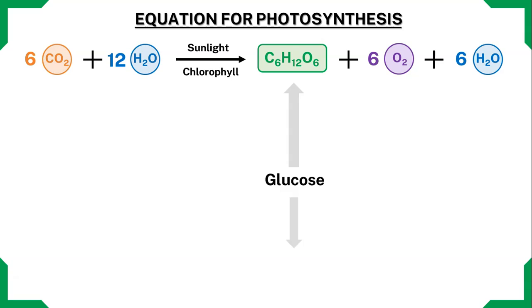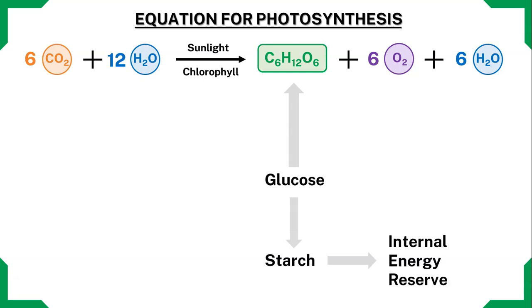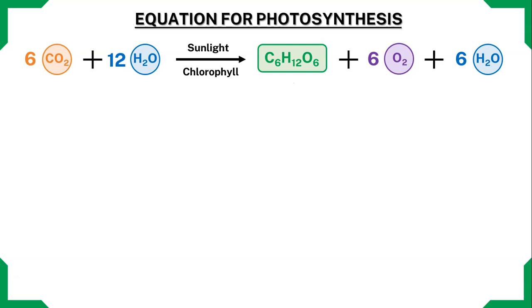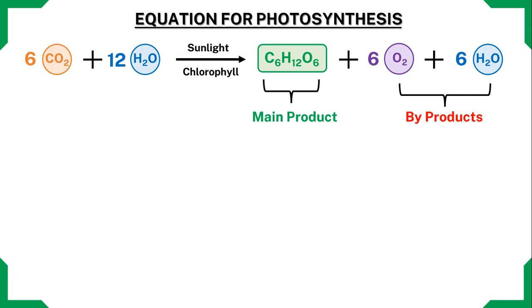But glucose that's not directly used by the plant is actually stored in the form of starch. Starch is basically a polymer of multiple glucose, and it's the internal reserve for energy. Whenever the plant needs the energy again, it's stored in starch, and then it's converted back into glucose, which is then utilized. Similarly, for animals, they store their energy in the form of glycogen, where it's not directly used. So we know glucose is the main product, and oxygen and H2O are the byproducts of photosynthesis. They might ask a question like, what are the byproducts of photosynthesis? Well, then you'll answer, it's oxygen and water.